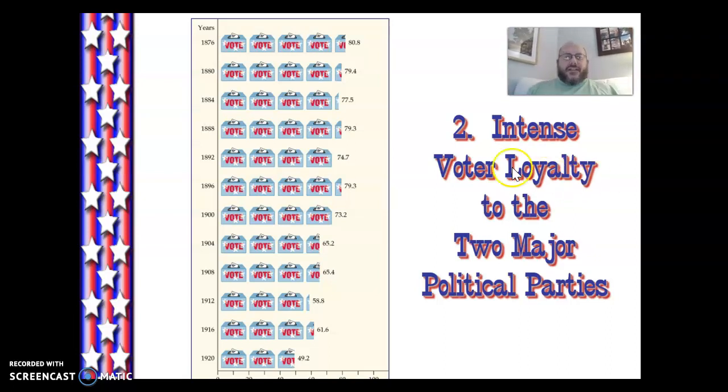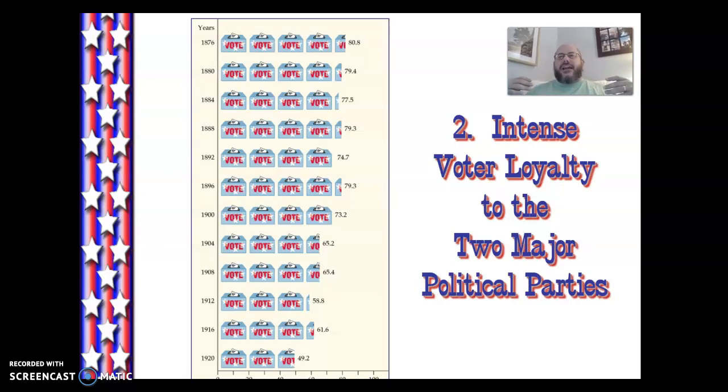Something else that's going to be defining this time period, as you can see here in the late 1800s, is the highest rates of voter turnout in American history, still to this day. And you can see here, you're talking about voter turnout in presidential election years of over three-quarters of the eligible voting population. Now, granted, there are some things that are actually going to skew this data a little bit.